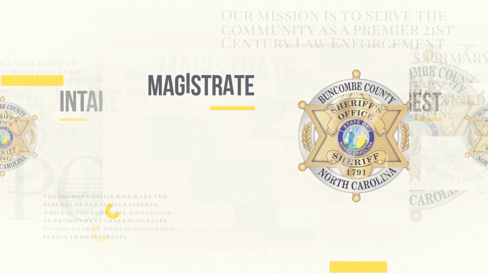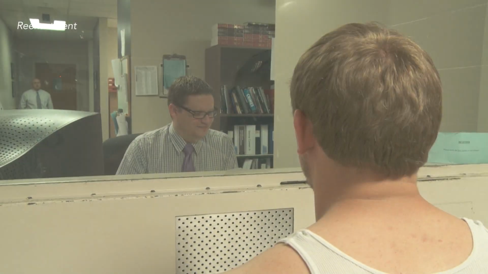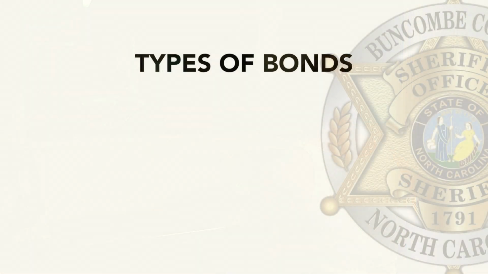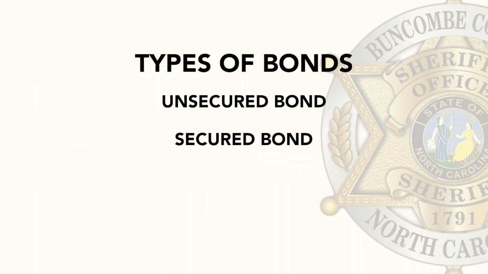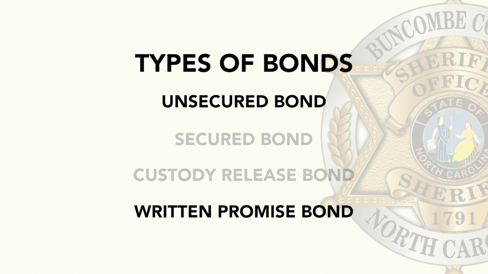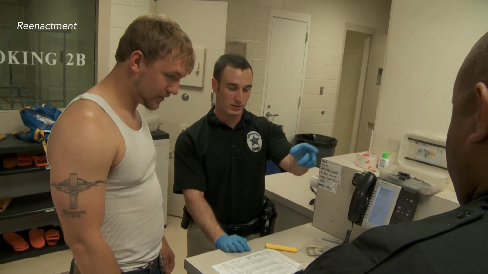Magistrate. The magistrate judge will advise Mr. John Doe of what he is charged with. The magistrate judge will then determine an appropriate bond and advise each individual of the conditions of release. There are 4 types of bonds: unsecured, secured, custody release, and a written promise. If an unsecured or a written promise is set, then the defendant will be processed. If any other bond is set, the defendant will be transferred to the booking area of the detention center. He will also have an opportunity to make a phone call at this point.